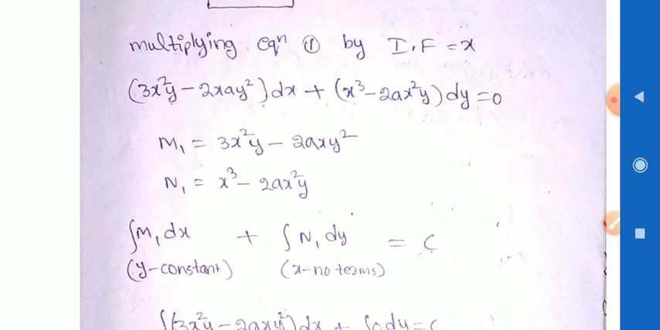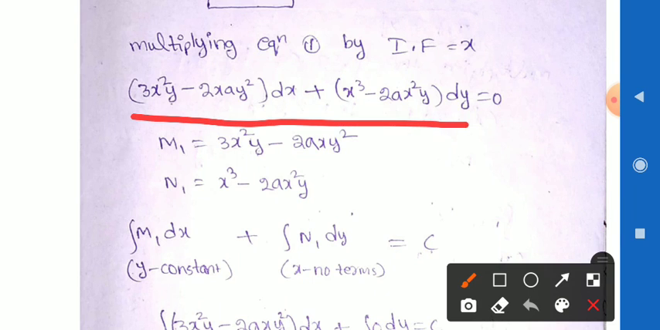Here M1 = 3x²y − 2axy², and N1 = x³ − 2ax²y. Now the given equation is exact. Why? Because ∂M1/∂y and ∂N1/∂x are equal, so we can conclude that the integrating factor is x.